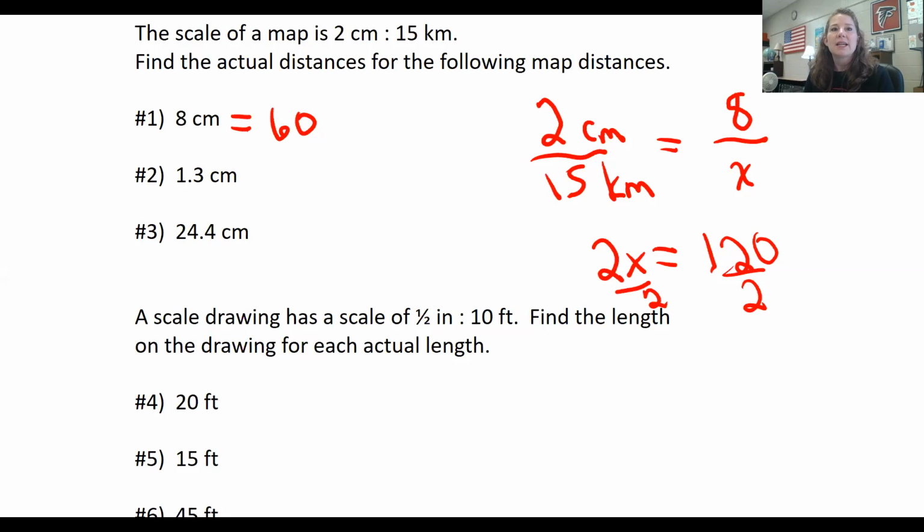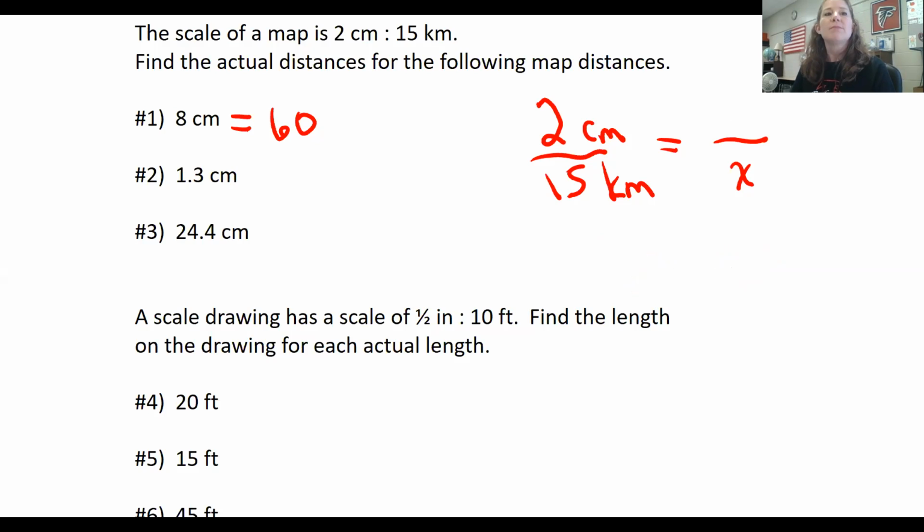All right, what if the centimeters was 1.3? The first ratio stays the same. For the second one, all we do is change our 8 centimeters to 1.3.